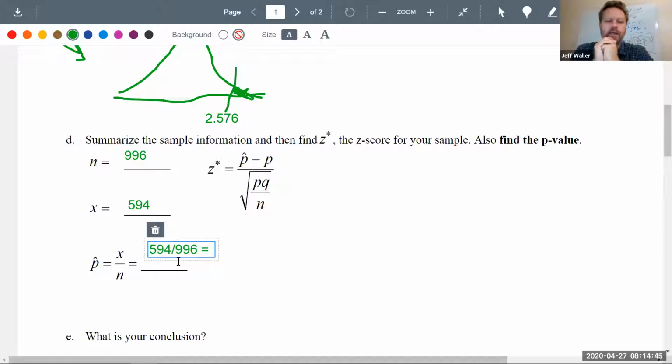Why is p hat not 0.594? It almost is, just coincidentally. But it matters how many it's out of. P hat is not just equal to the number you see. That's silly. It's the percentage from the sample. The sample's almost 1,000. That's why this comes out to be almost 0.594. But it actually comes out to be 0.596.